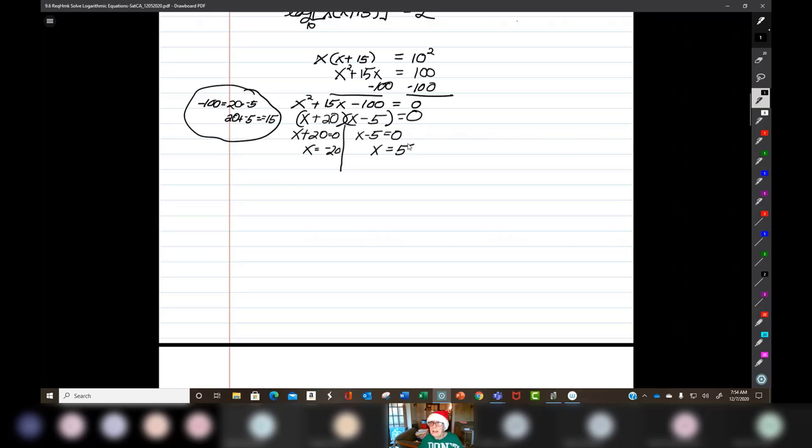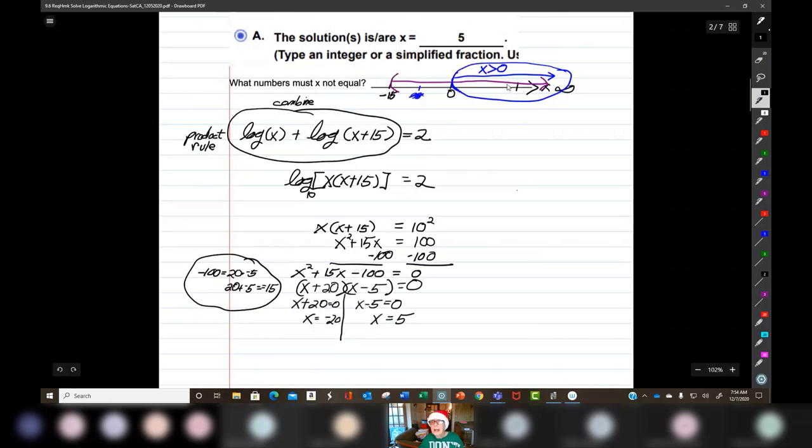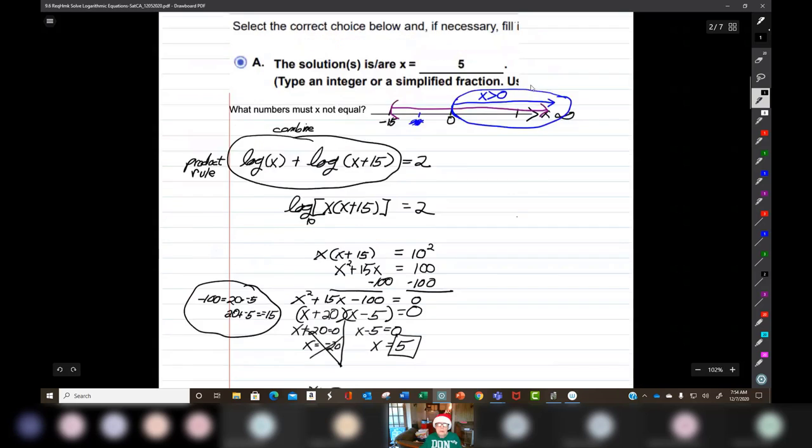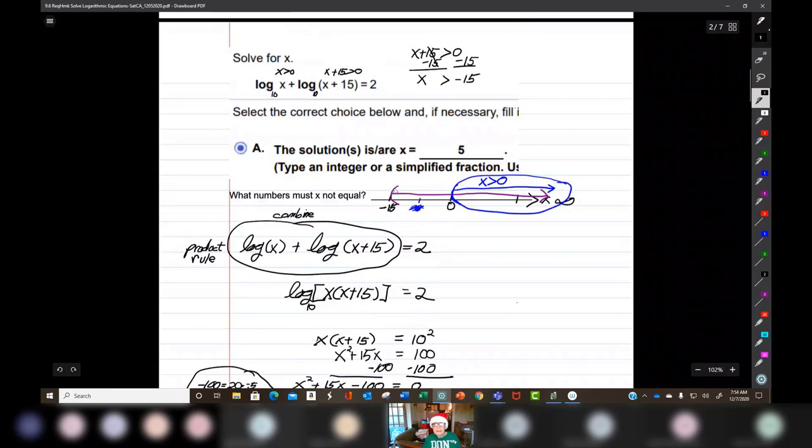Now you look at your domain. Go back up here. x has got to be greater than 0. Negative 20 is not greater than 0. 5 is greater than 0. So this is my solution to the equation. That would be what you type in your answer box, just a 5.